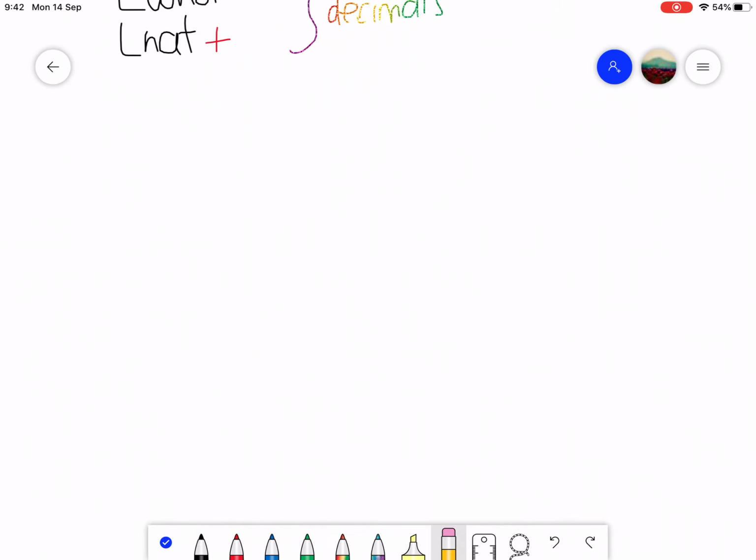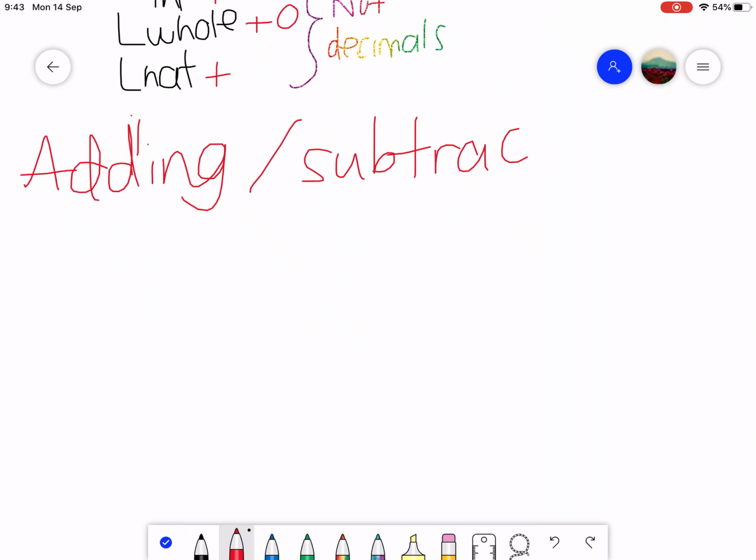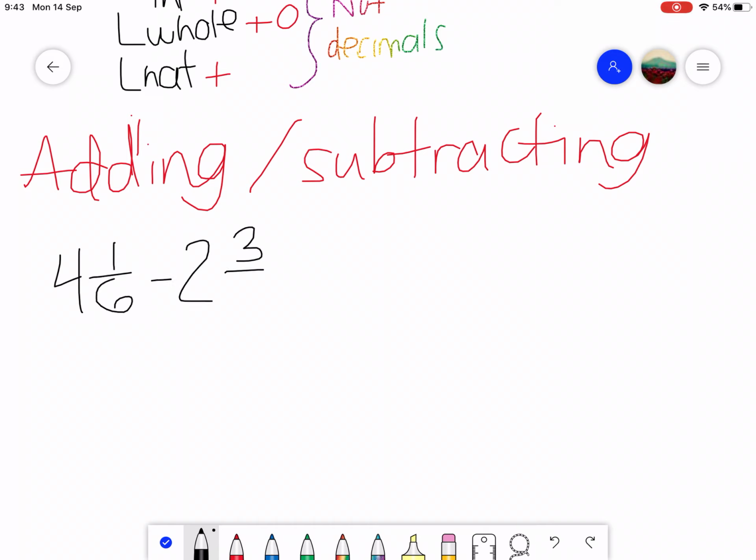The last topic is adding and subtracting. Okay? So for example, what if I have this? 4 1/6 minus 2 3/4. Guys, you need to look at the numbers. Look at them. Okay?